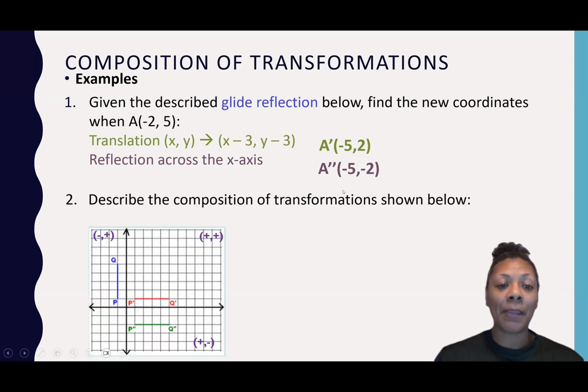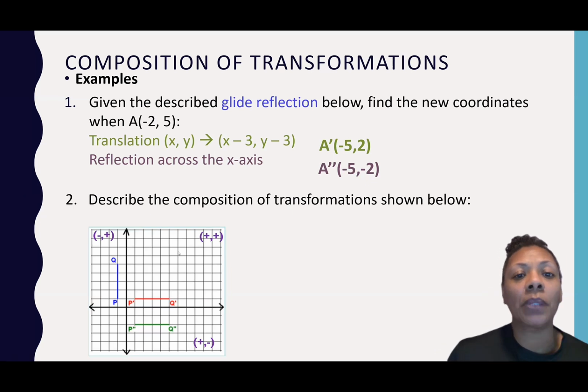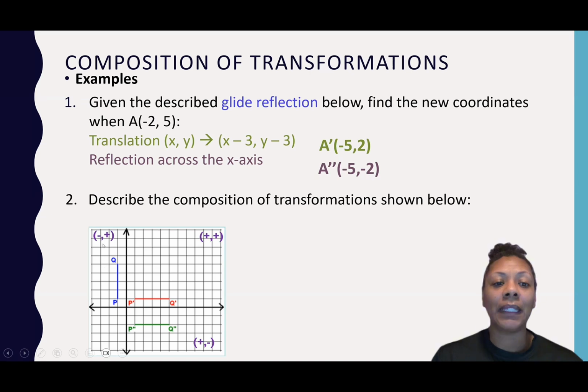My next example is describing. This time it says describe, which means I'm using words. I'm not writing rules, I'm just using words. Describe the composition of transformations shown below. I am already provided with a graph of three segments on this coordinate plane, and I've also noted the signs that are in each quadrant. This is the second quadrant, which has x as negative, y as positive. In the first quadrant, both x and y are positive. And in the fourth quadrant, your x is positive and your y is negative.